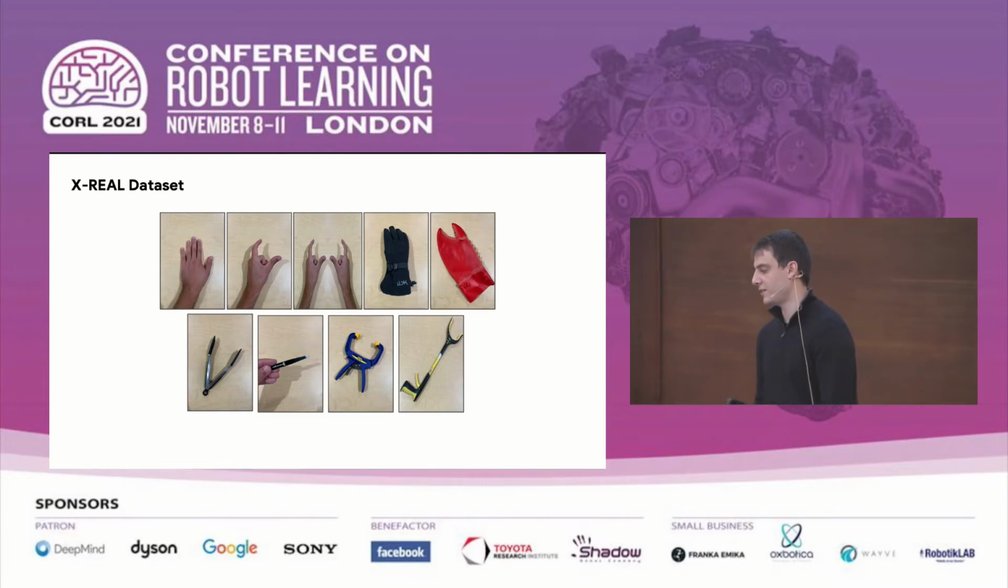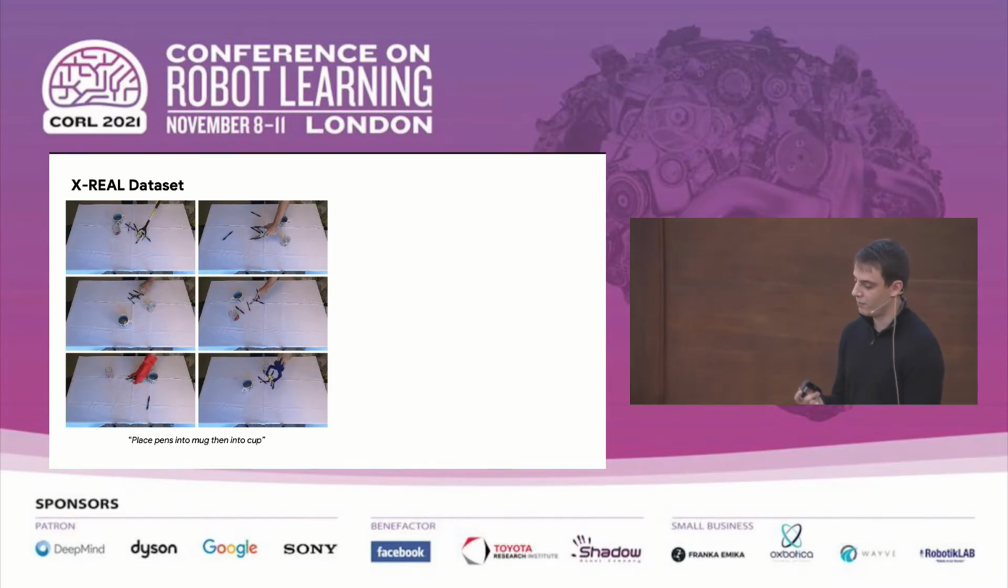We also collected a data set we call XIRL. We have 9 different embodiments. Some of them are shoppable on Amazon. We perform this pens in cup and mug task, where you first have to pick up the pens, place them in the mug, and then take them out of the mug and place them in the cup.